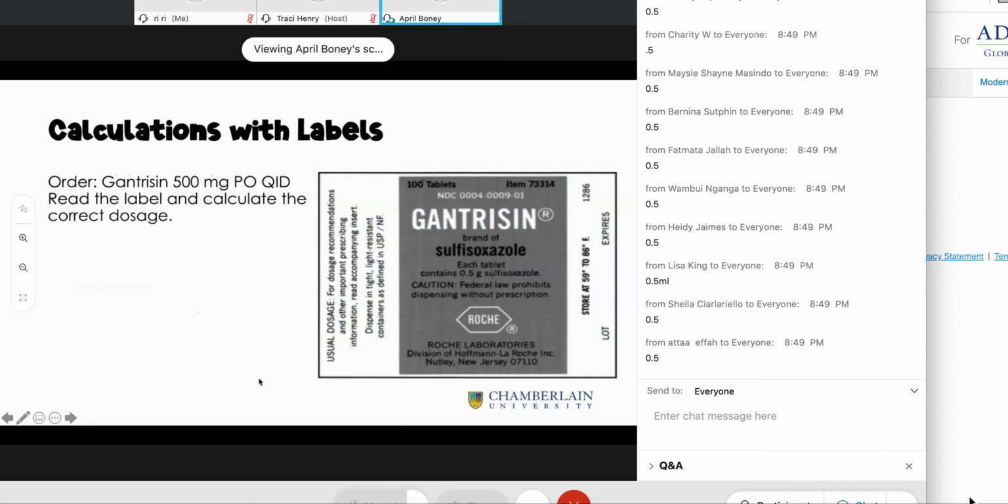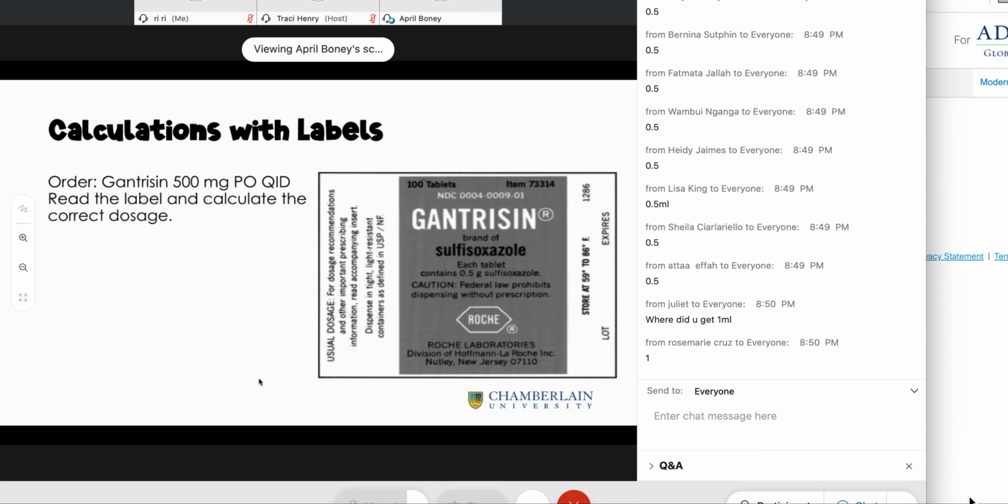Okay, let's read this label and do this one. Our prescription is 500 milligrams PO QID, which is 4 times a day.